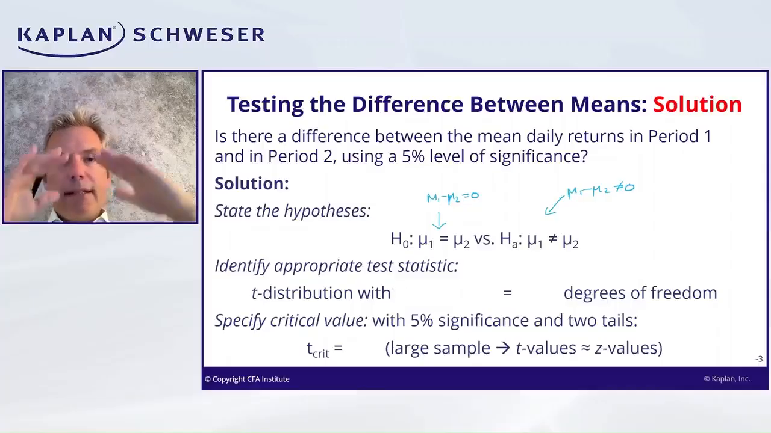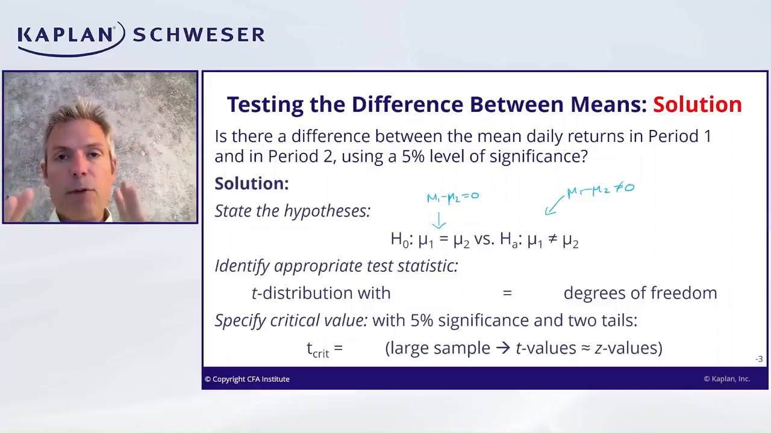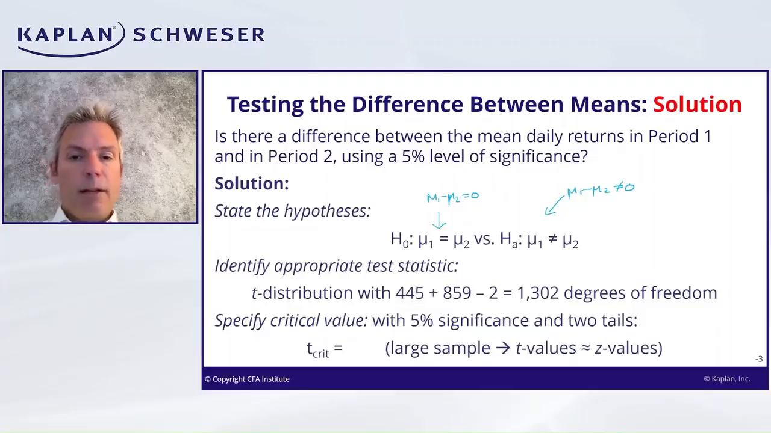Now, the appropriate test statistic, it is still a t-distribution. The difference between these sample means, you're still sampling from a t-distribution. So we're going to use t-statistics with N1, which is 445, plus N2 minus 2 degrees of freedom. That's 1,302 degrees of freedom. That's so many degrees of freedom we're going to be looking at pretty much a normal distribution. In other words, t-values are going to tend towards z values, our well-known z values for a normal distribution.